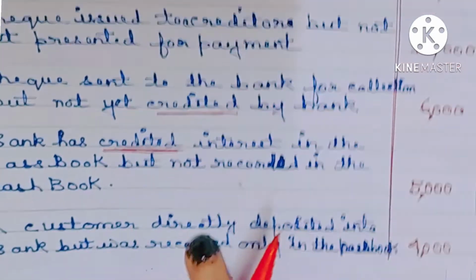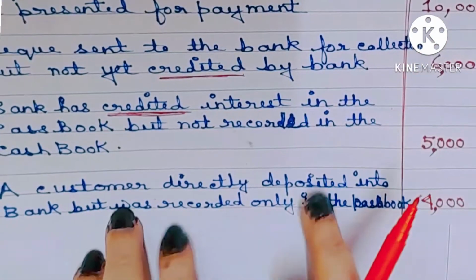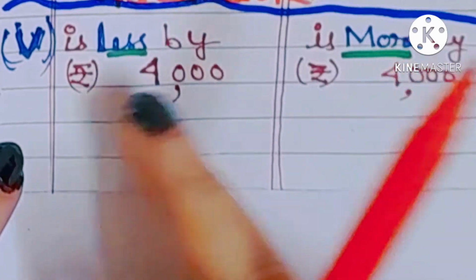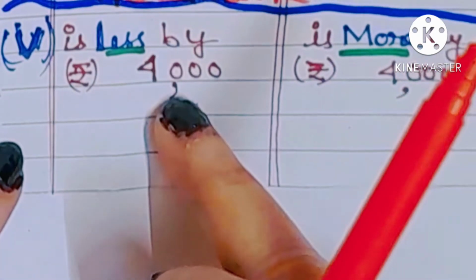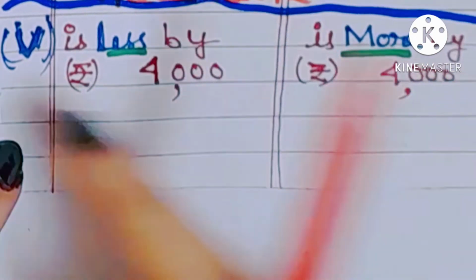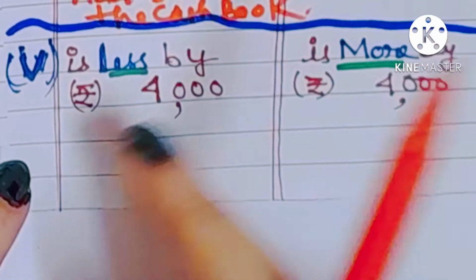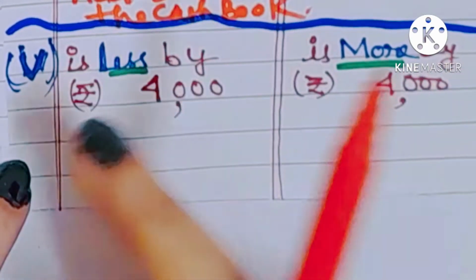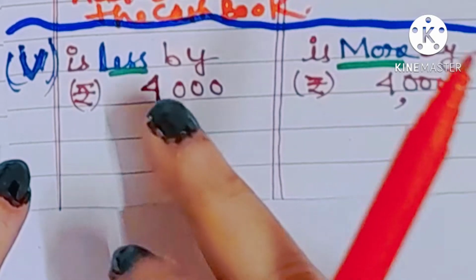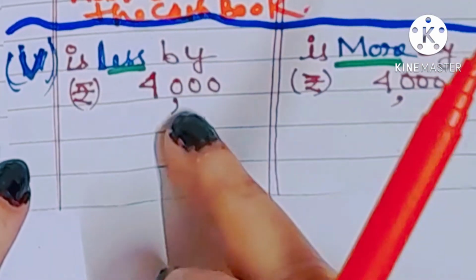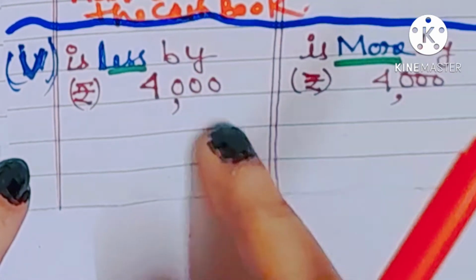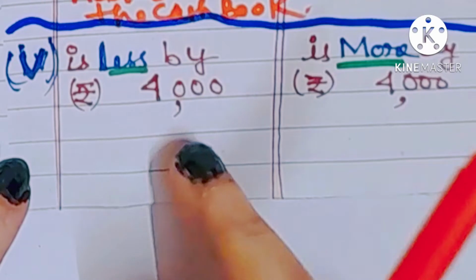Okay. A customer directly deposited into bank rupees 4,000. The bank has recorded rupees 4,000 in the credit column or deposit column of the passbook. So passbook balance is increased by rupees 4,000. So passbook is more by rupees 4,000. But the businessman has not recorded this entry on the debit side or deposit side or on the receipt side in the bank column of the cash book because he has not got the information. So cash book will remain the same. Rather, cash book is less by rupees 4,000.